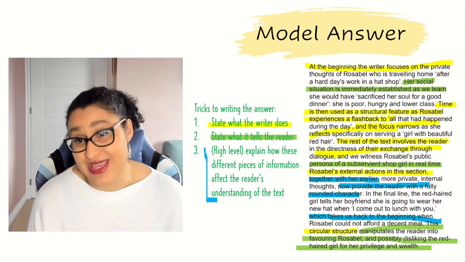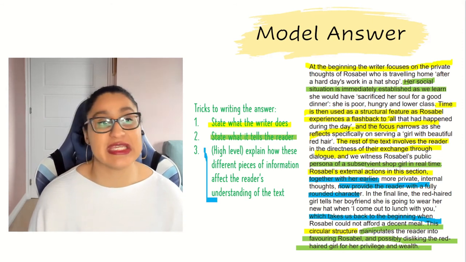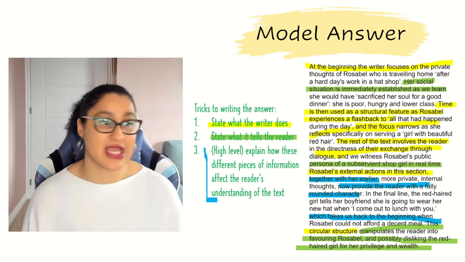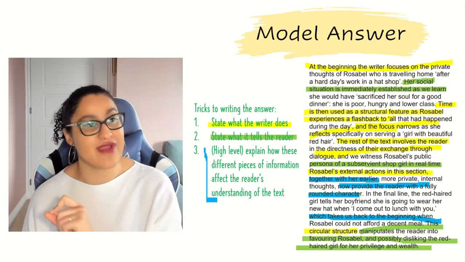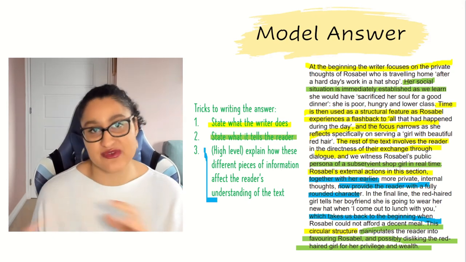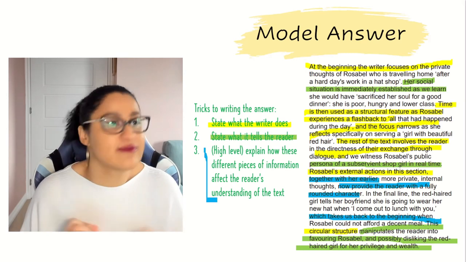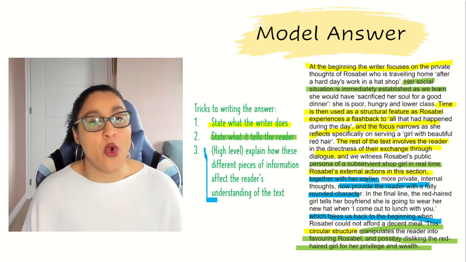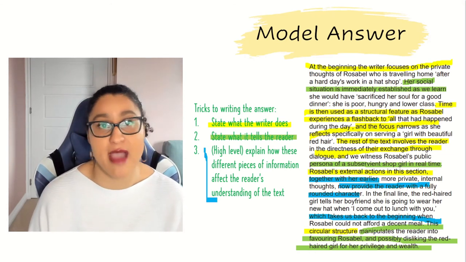What AQA say makes a 7 to 8 out of 8 answer is that by and large, you're stating what the writer does. You also will sometimes tell us what it tells the reader, and you will have a little bit, the thing that makes it 7 or 8 out of 8, of explaining how the different pieces of information combine. My argument, however, is that the reality of 8 out of 8 is that actually you need way more of the green and the blue in reality than what AQA have done in their model answer here.